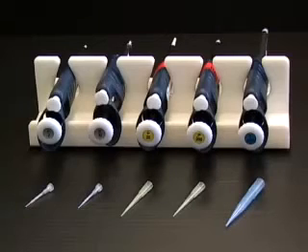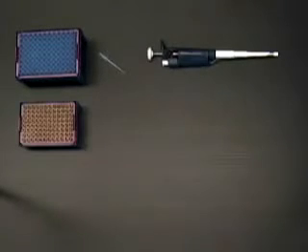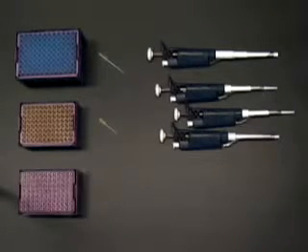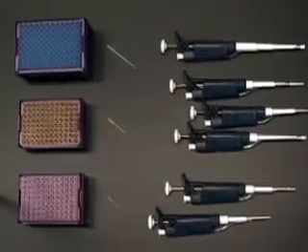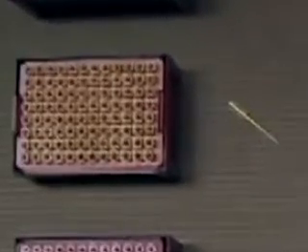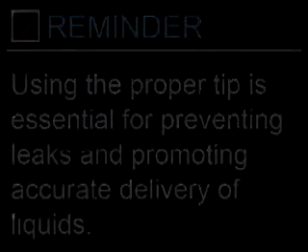The second step is the selection of the proper disposable plastic tip. 3 tip sizes exist. The large blue tips, which fit the P1000, the medium yellow tips, which fit the P200, P100, and P20, and the small white tips, which fit the P10 and P2. Because we're using the P200, we're going to need the yellow tips. Using the proper tip is essential for preventing leaks and promoting accurate delivery of liquids.